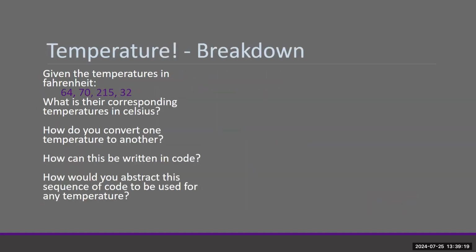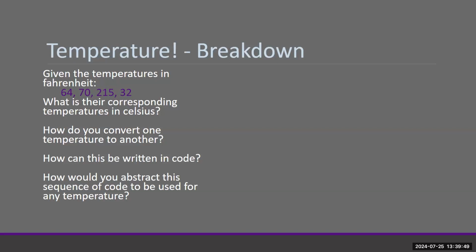For our first exercise, we have temperature. Now, I believe that this says Fahrenheit convert to Celsius, but on the other side it says Celsius to Fahrenheit, but really it's just numbers to numbers. So whichever way you prefer, as long as you can double check and make sure. Given the numbers 64, 70, 215, and 32 in Fahrenheit, what are their corresponding temperatures in Celsius?